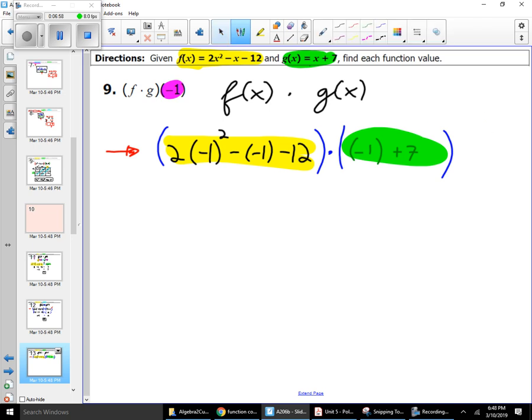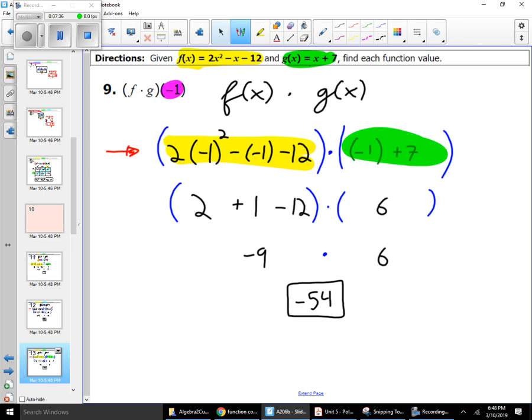So let's evaluate this. -1 squared, that's just going to be a 1. 2 times 1 is 2. The opposite of -1 there is a +1, and that -12 just hanging along. Multiplying that by g of -1, that's a -1 plus 7. And -1 plus 7 is just 6. And we can keep going. 2 plus 1 is 3. 3 take away 12 is -9. So when it's all said and done, we're multiplying -9 times 6. -9 times 6 is just -54.